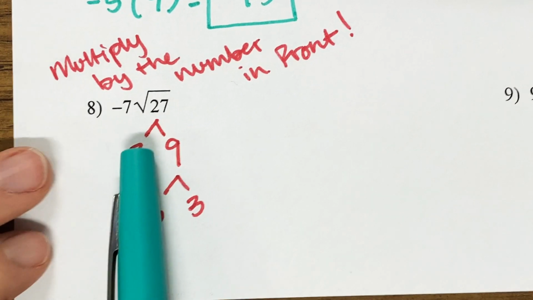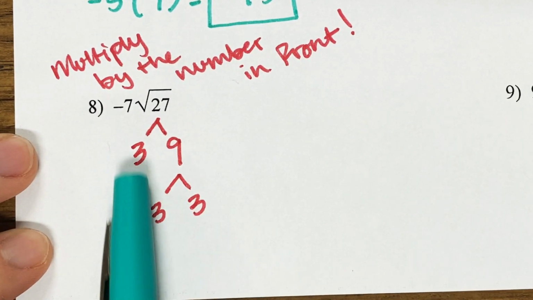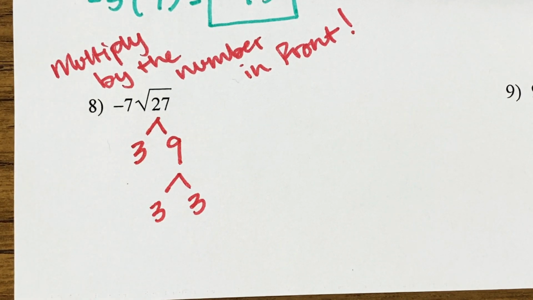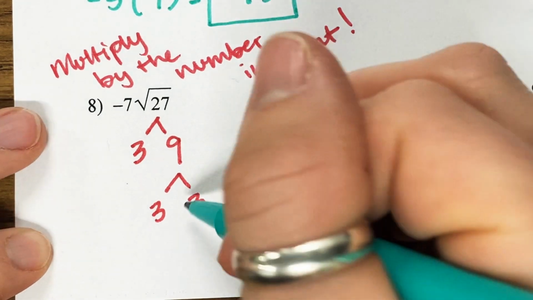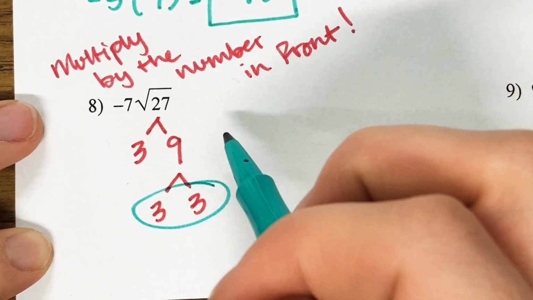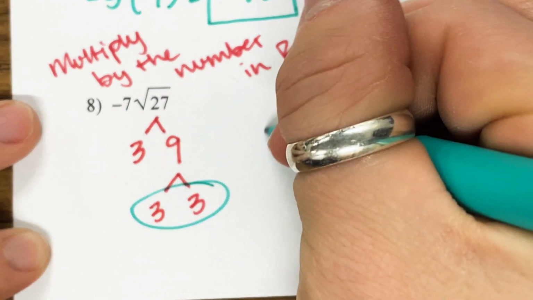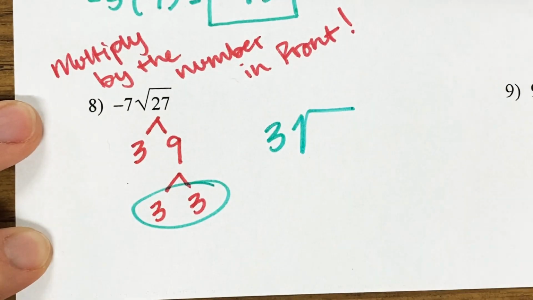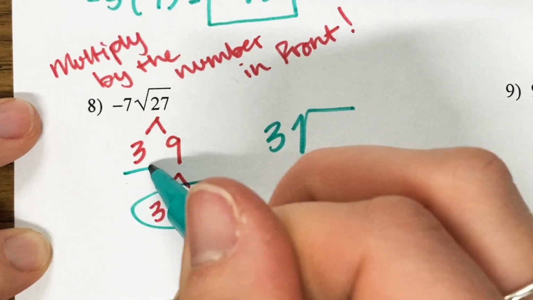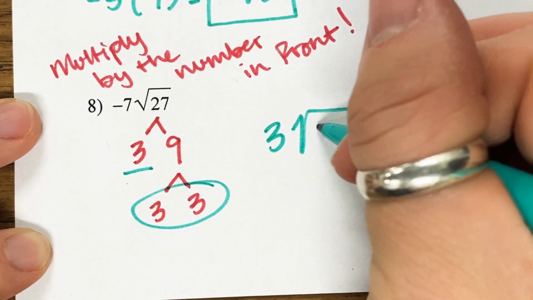Now looking at my 3, 3, what is my number that can pair up and leave the radical? Doesn't matter which two 3's you grab. I'm going to grab these guys, but they create one couple. So one 3 got to leave my radical, and one 3 had to stay inside.